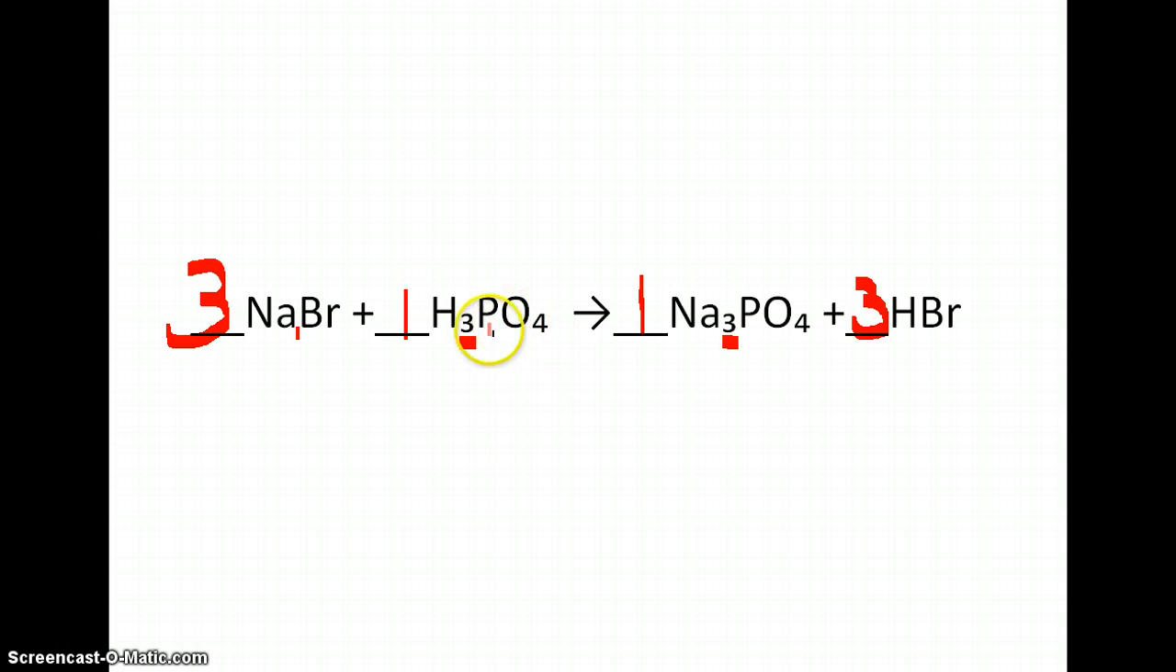This makes it so that the phosphate here, next to the hydrogen, will have to remain 4. And that isn't a problem either, because there's already 4 on the second side of the arrow, times 1, means there's 4 phosphate here, and 4 phosphate here. So there you go. The equation is balanced.